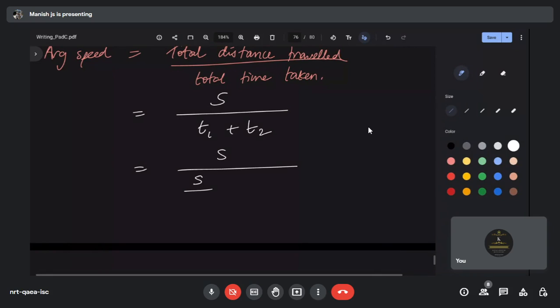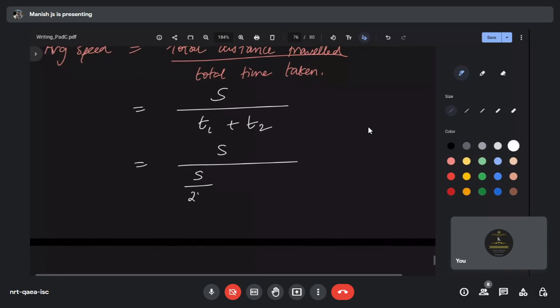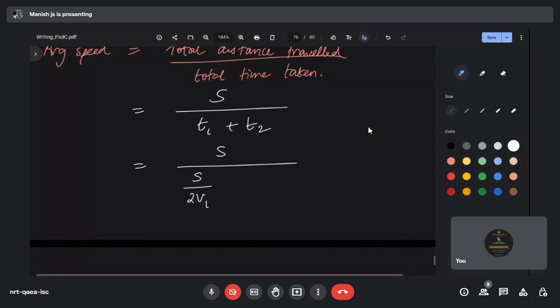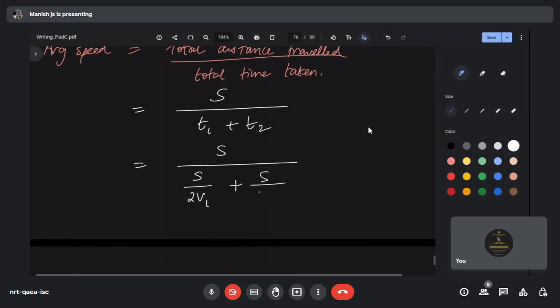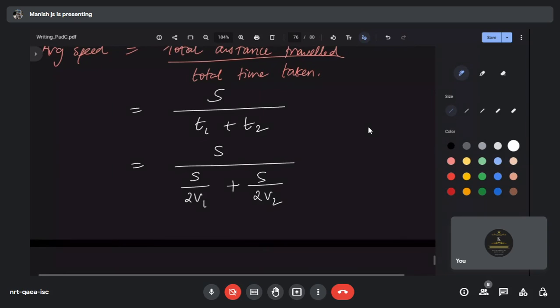Is it v1? Are you sure? Because they say half of the journey. So you will have to take it as s divided by 2v1, right? Isn't it? Same way for the other half, and the t2 is the next half distance. So you will take it as s divided by 2v2, because it is the half distance that we are talking about.